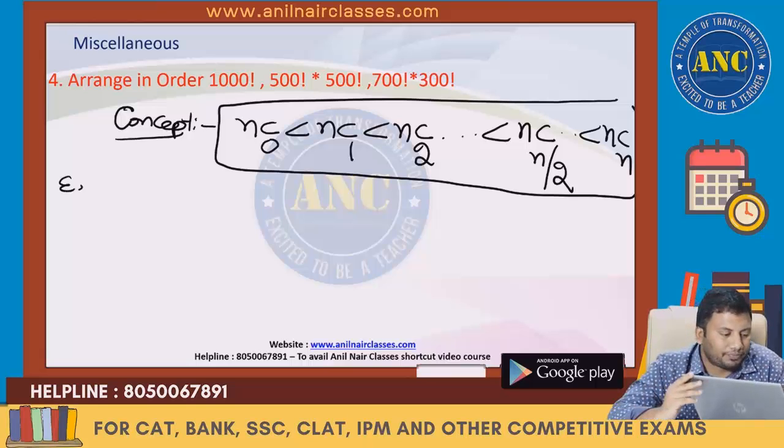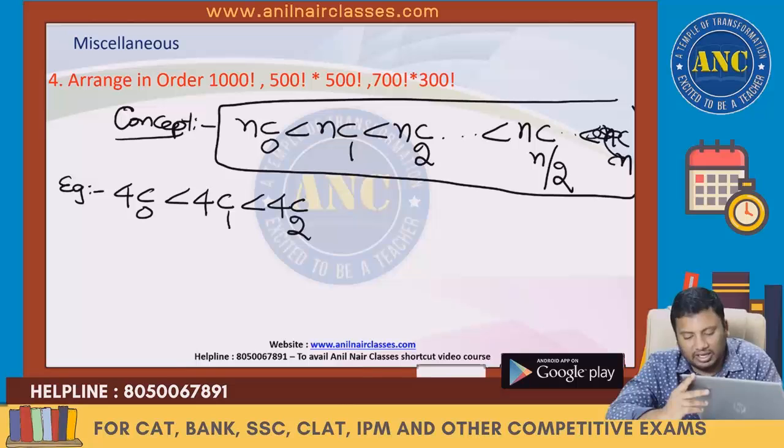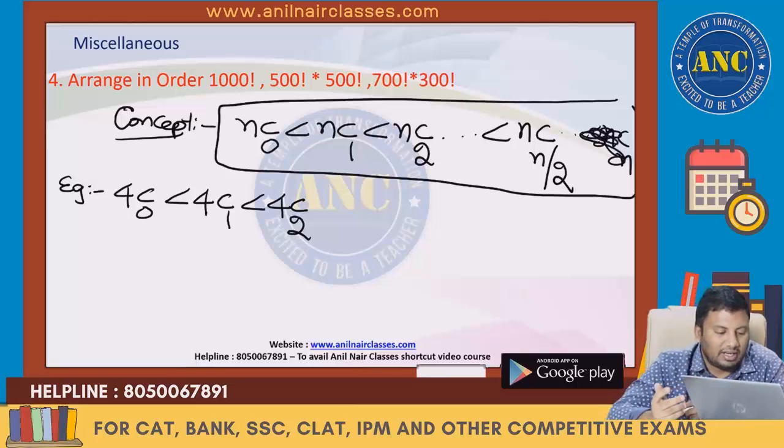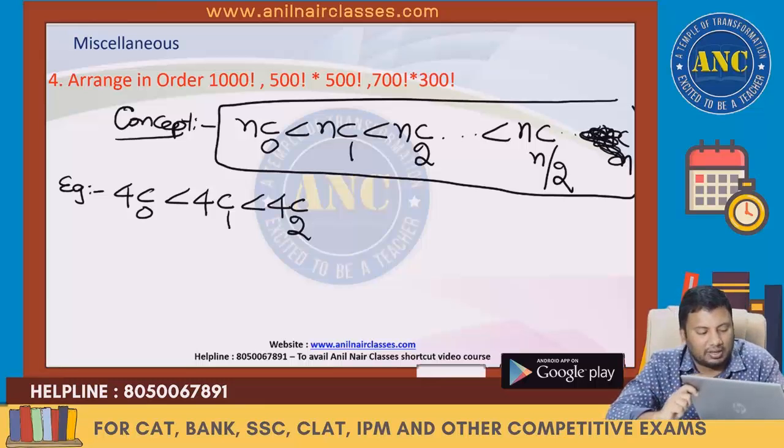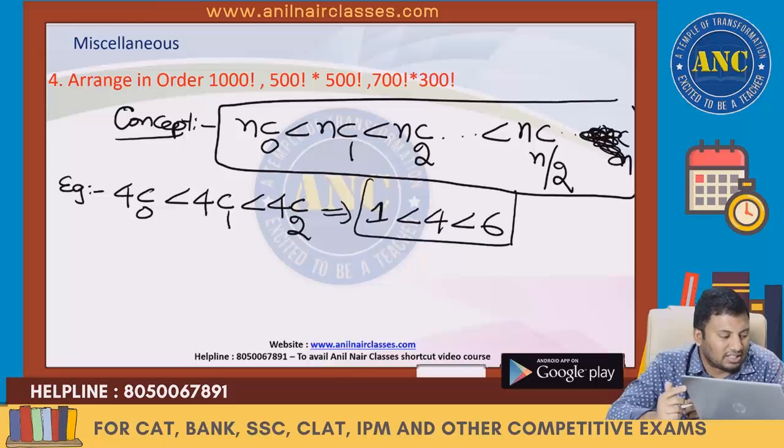Example: 4C0 < 4C1 < 4C2. Or you write down only till here: nC0 < nC1 < nC2 and so on up to nC(n/2). This is nothing but 4C0 is 1, 1 < 4 < 6. Only till here it is enough.